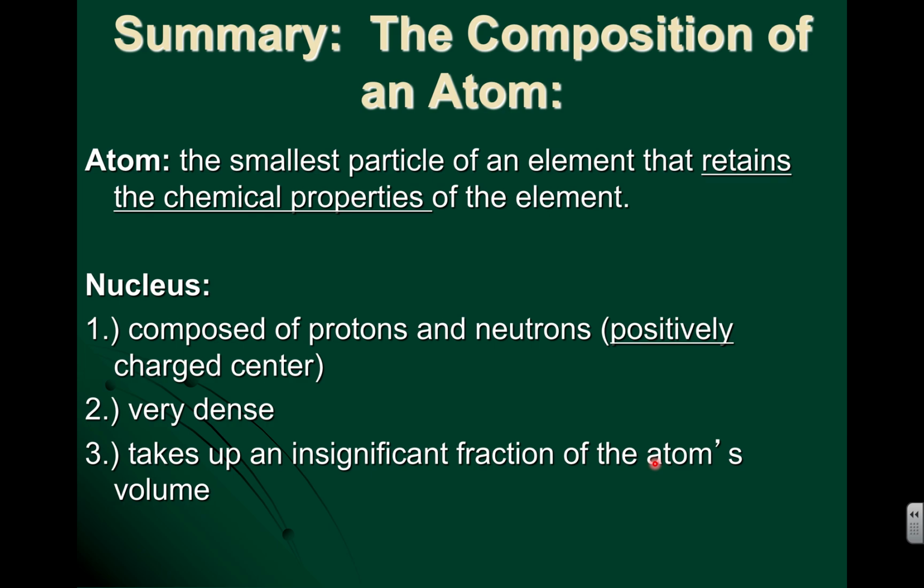So, summarizing that whole thing. Whew, wow, that was a lot. We walked through all the important people. So the atom is the smallest particle of an element that retains the chemical properties of that element. The nucleus is composed of protons and neutrons, and it's a positively charged center. Since the neutron has no charge, the nucleus must be positively charged. The nucleus is also extremely dense, and it takes up an insignificant fraction of the atom's volume. There's a lot of empty space in an atom. So the volume of the nucleus is almost negligible. That's why it's so dense.